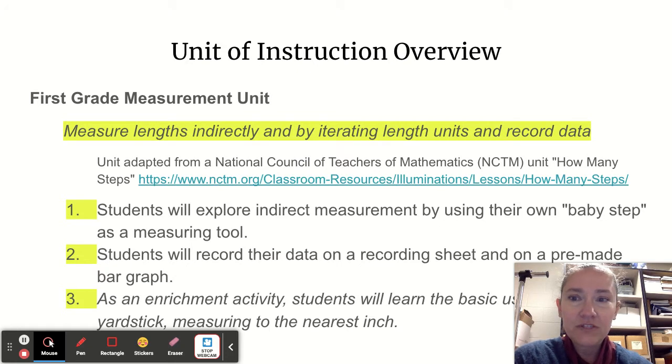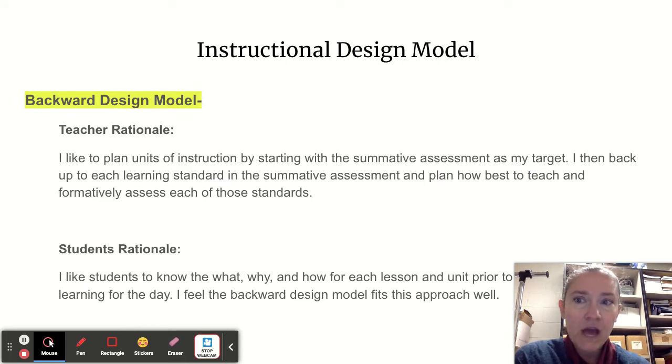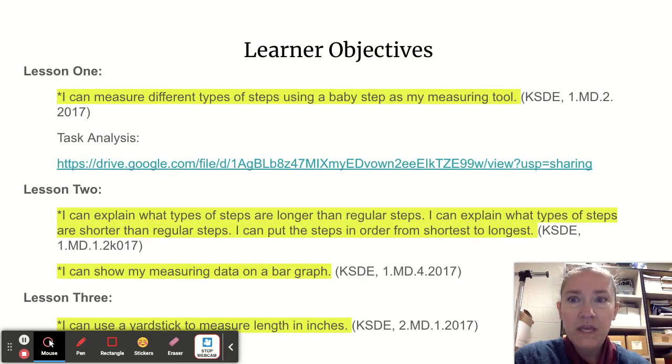For my unit of instruction, it was a first grade math measurement unit where we worked on measuring lengths indirectly by iterating the length units and then recording the data. I used the backward design model. I think this works really well with standards-based grading. I like that the basis of the model is that you look at where you want to be and then go back to the beginning and build up from there.